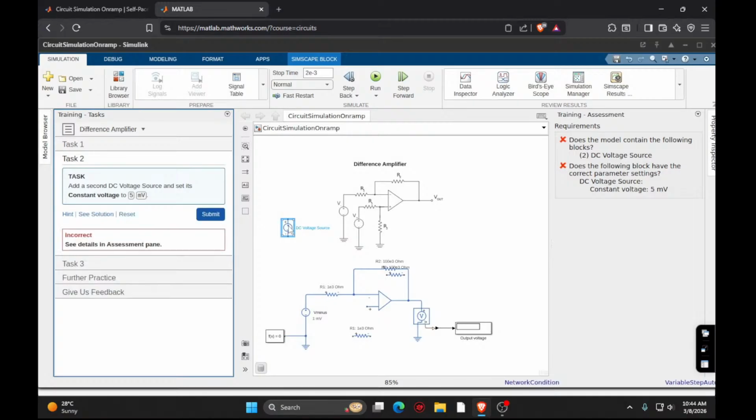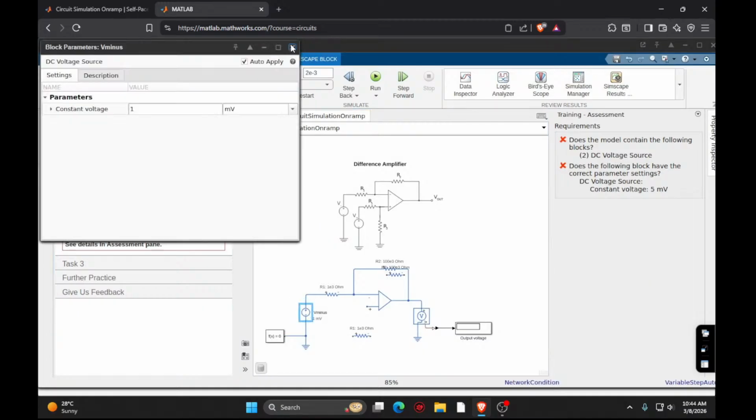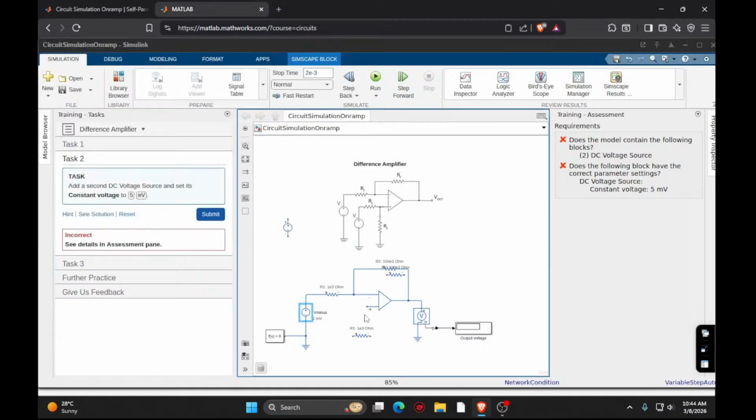Does the model contain the following DC block? Two DC blocks. Yes. Set to 1 DC volt. I think I have to connect it, otherwise it will give me the same problem. So let's connect.